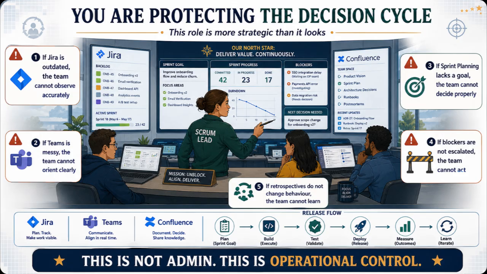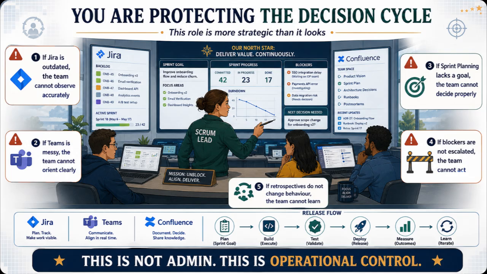The practical takeaway is this: Agile is not about moving tickets. It is about shortening the distance between reality, decision, and action. Microsoft Teams, Jira, Confluence, Planner, and Scrum ceremonies only matter if they support that cycle. If they do not, they become theater.